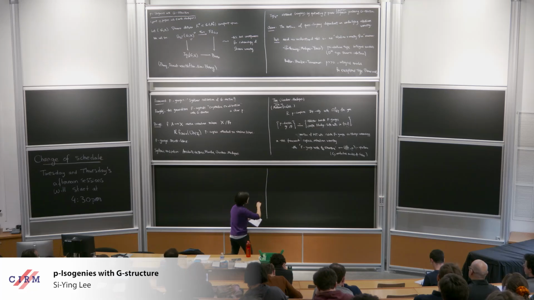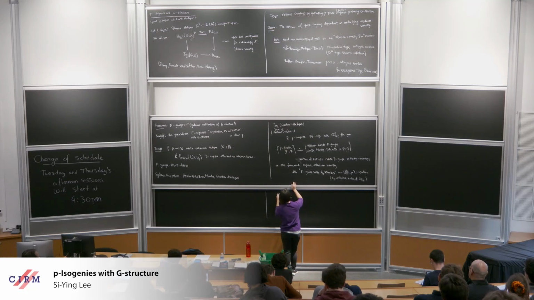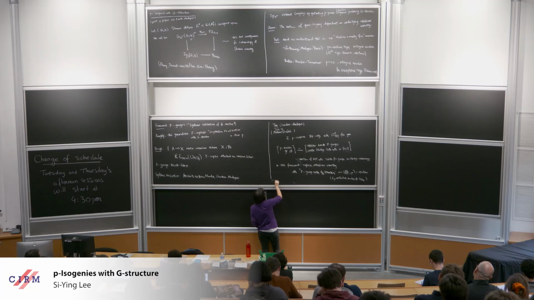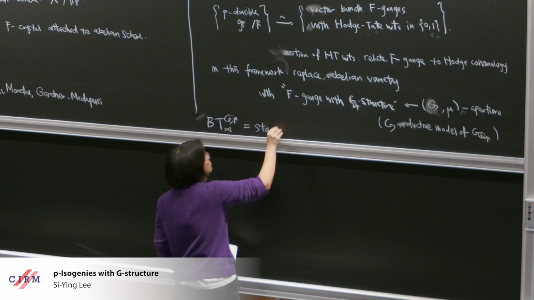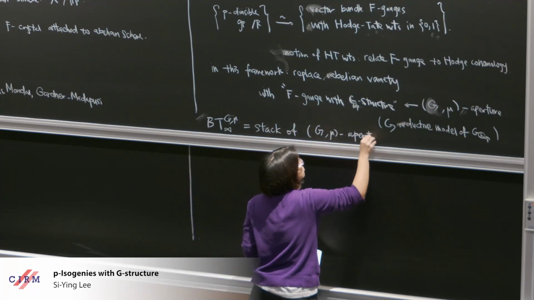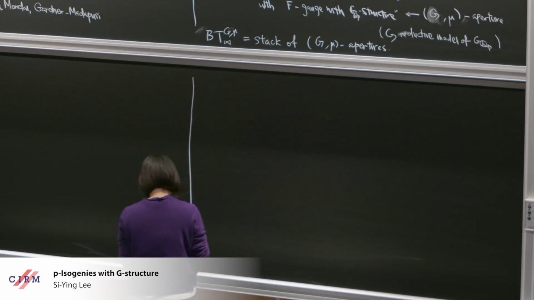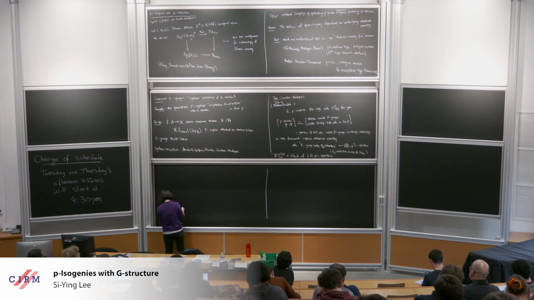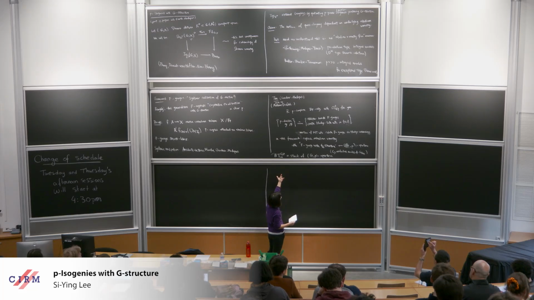The last thing which is missing is that we call these the (G, mu)-apertures, but of course, you can look at the stack of these objects. Let me give a name to the stack of these objects. That's what we call BT infinity of G, mu. So this is the stack of these (G, mu)-apertures. The idea now is that I'm going to try to construct a certain isogeny stack or quasi-isogeny stack that lives over this stack of (G, mu)-apertures.